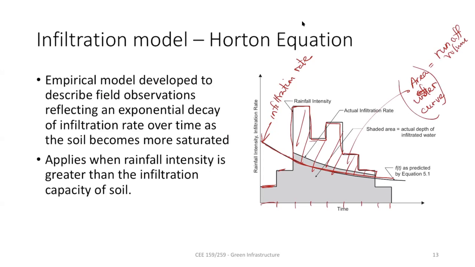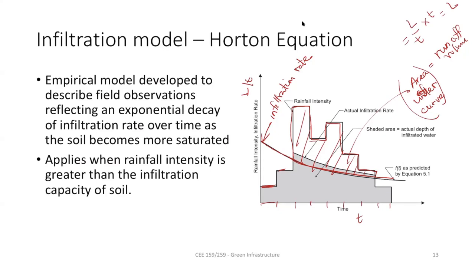Because the x-axis, y-axis is length per time. So this is L over T. This is time. So if you multiply, it becomes time. So area under the curve is equal to length over time times time. So this becomes length scale. Length scale means inch of water. And if you know the watershed area, multiply that by the area of the watershed or the catchment area, you get the volume of water that you have to treat.